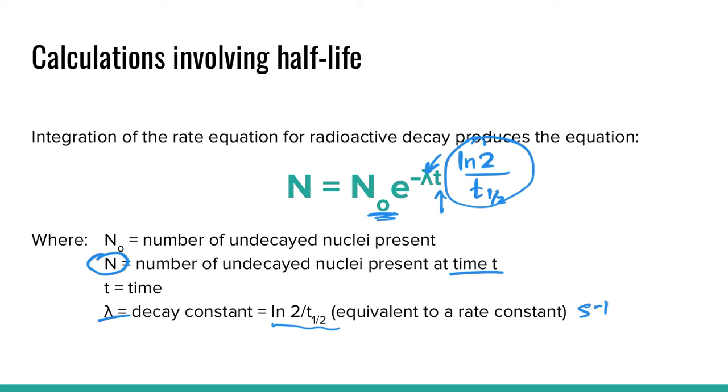Another useful form of this, just to rearrange it, is N over N naught is equal to e to the negative lambda t. What this gives us is a percentage of the nuclei that have decayed. So it can be handy if we're trying to find masses that are left over after a certain amount of time. We'll see this in the couple of examples we've got following.